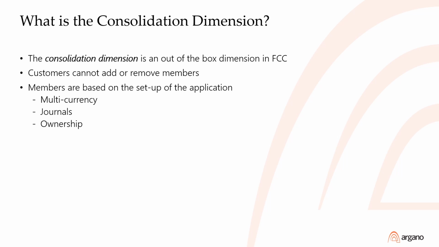What is the consolidation dimension? The consolidation dimension is one of the out-of-the-box dimensions in FCC that's used to facilitate the consolidation and the reporting of the consolidated data within FCC. Customers cannot add or remove members from it, and the members are based on the setup of the application. So if you're a multi-currency application, if you've enabled certain journal inputs, or you've enabled ownership, your consolidation dimension is going to look a little different than other customers.